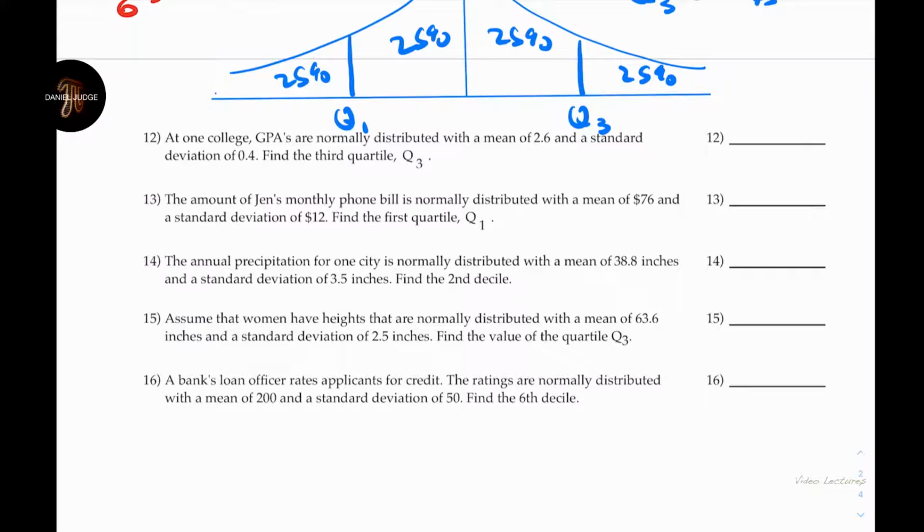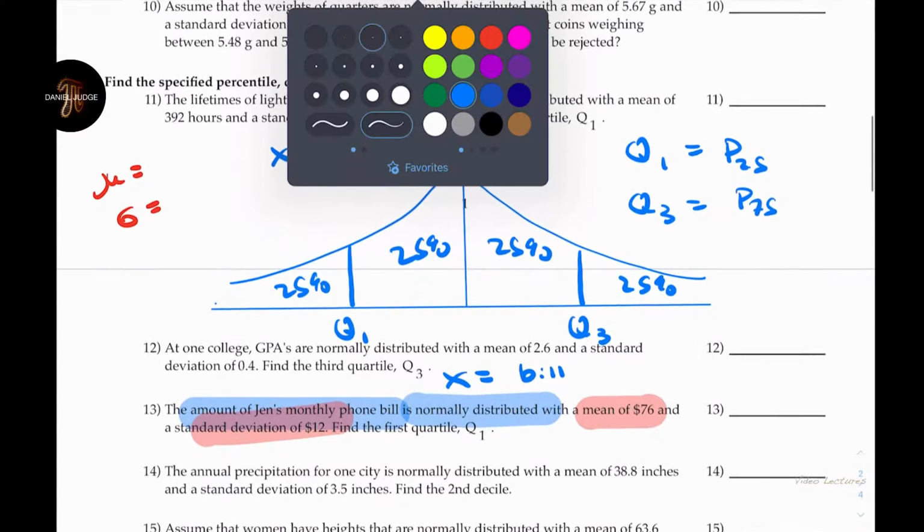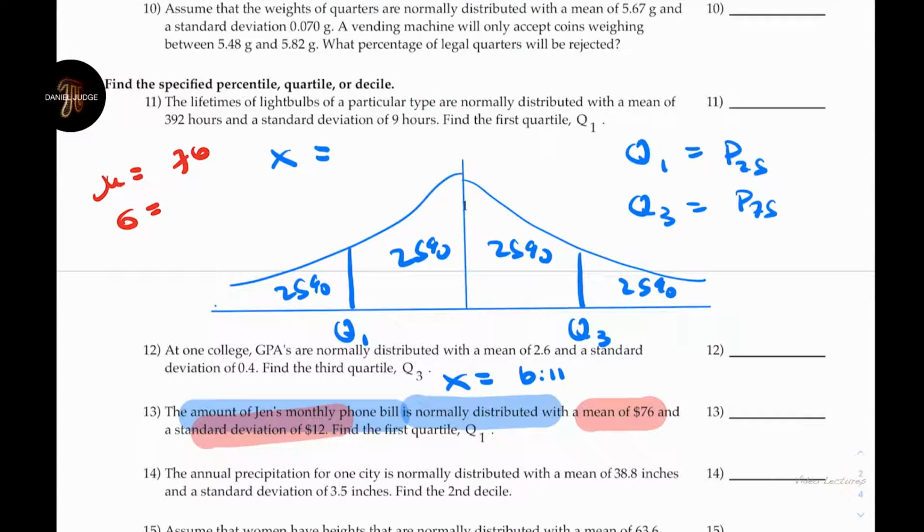The amount of Jen's monthly phone bill is normally distributed. So her bill is normally distributed. So X equals the bill, how much it is, how expensive it is. Evidently, she has a mean of $76, standard deviation of $12. So we're going to write that down. 76, standard deviation of 12.